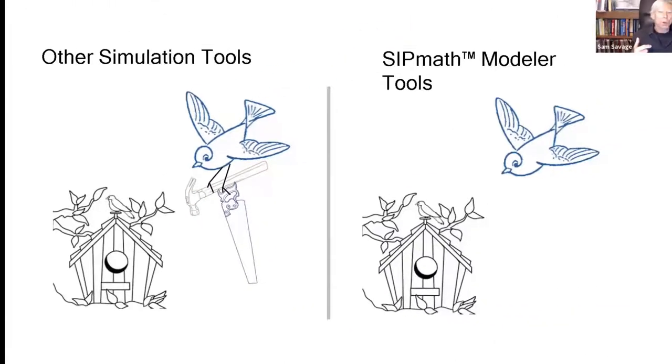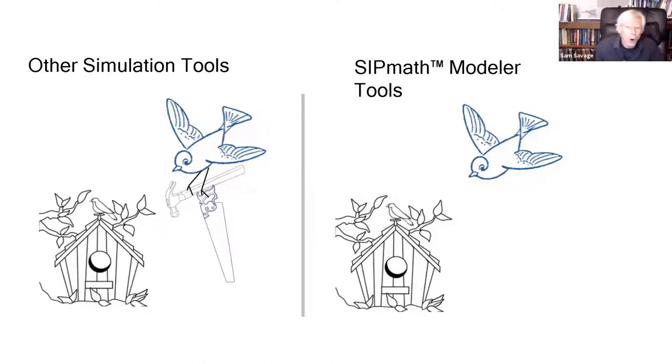The SIPmath tools are based on the data table. The data table in Excel vectorizes Excel. And that means that all the models you build with the SIPmath tools are native Excel models. You can share them with 1.2 billion of your closest friends. That's probably up to 1.3 billion.